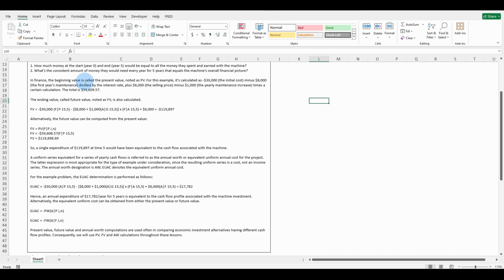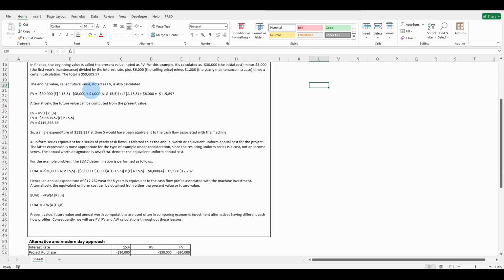In finance, the beginning value is called the present value, noted as PV. For this example, it's calculated as negative 30 grand, the initial cost, minus 8,000, the first year's maintenance, divided by the interest rate, 15%, plus 6 grand, the salvage value or the selling price, minus $1,000, the yearly maintenance increase, times a certain calculation. The total is 59,609.57. The ending value, called future value, is noted as FV, and is also calculated.